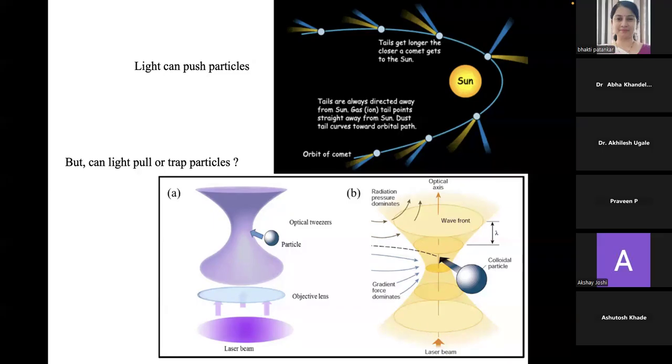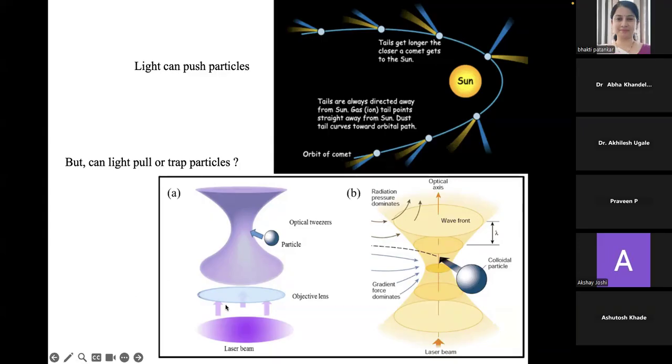Similarly, if you take polystyrene beads and suspend them in water and you pass an intense beam of light through them, instead of getting repelled, like what happened in the case of a comet approaching the sun, these particles approached or got pulled towards the laser light. So Ashkin made this observation in the mid-70s. And then from the mid-70s, he worked and worked for another decade, and he perfected the optical tweezer.